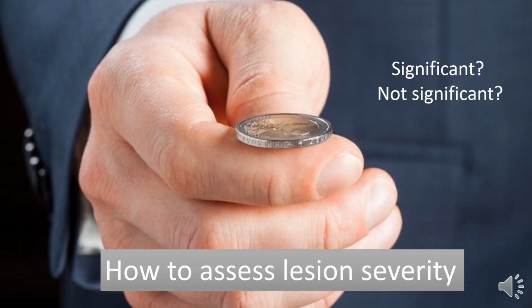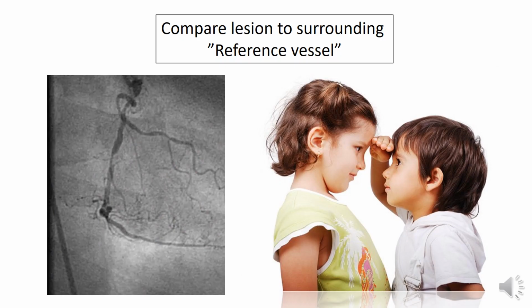The next question: how to assess the lesion severity? It is a simple exercise, just comparing the lesion with the reference, proximal and distal reference. Simply at this view, we see this right coronary artery, and here is the mid segment. We can see a lesion that is by eyeball about 90%.